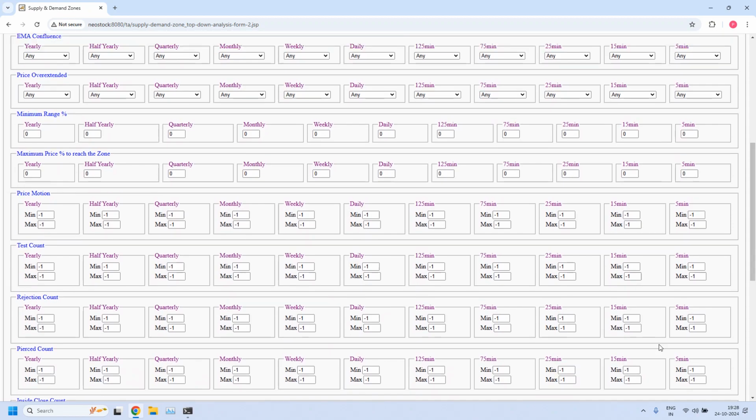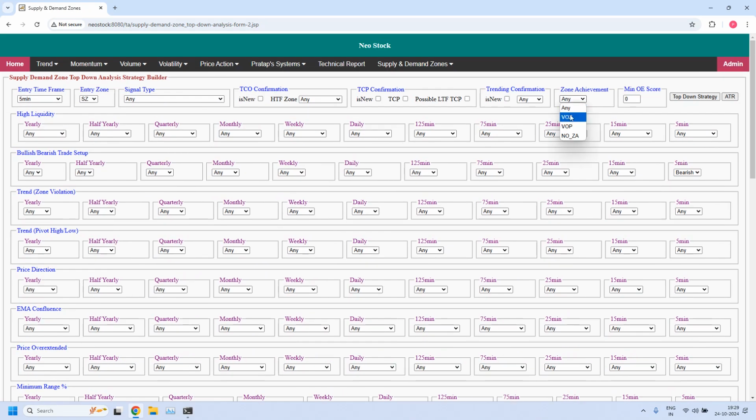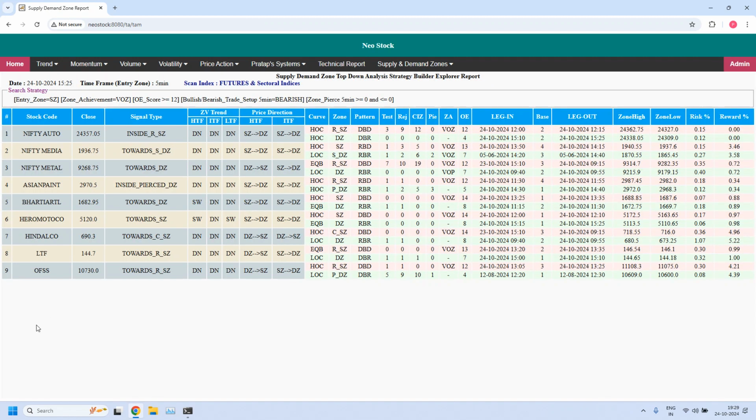So in the pierced count at 5 minutes time frame, I am setting minimum value 0, maximum value 0. Zone achievement violated, opposing zone, minimum odds and hands score 12. With all the 3 filters applied to 5 minute supply zone, we got 9 stocks. All these 9 stocks are supporting bearish trade setup for hourly income trade, that is entry time frame 5 minutes, entry zone, supply zone.